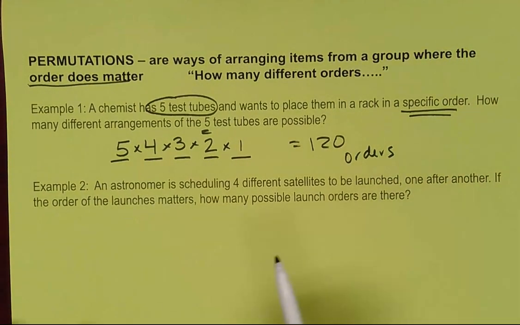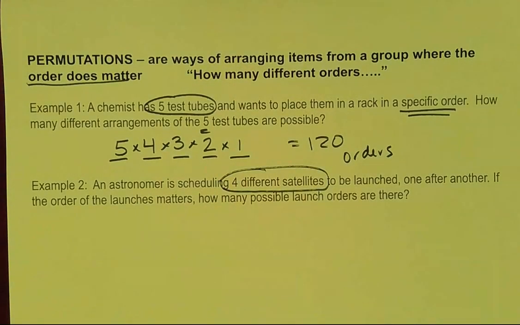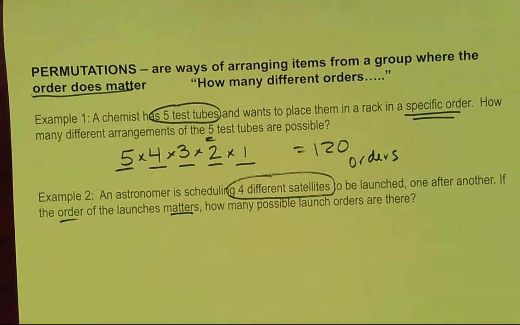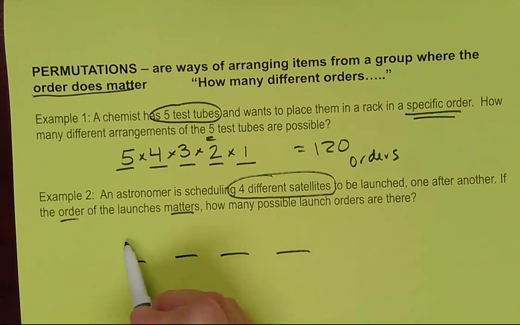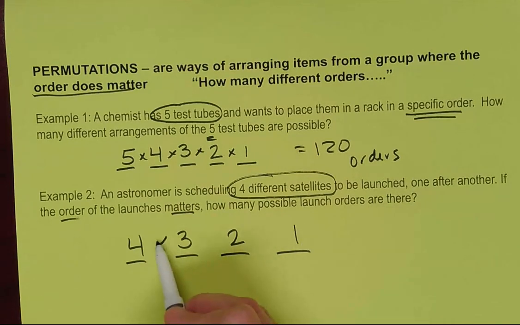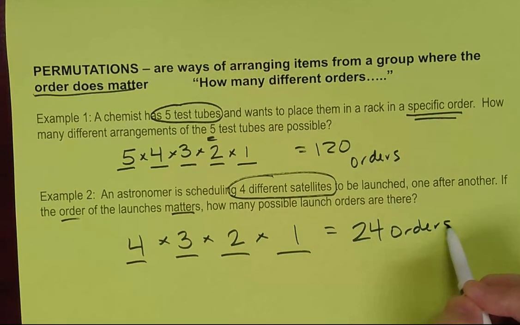Okay, very similar question, but my number's different. There are 4 satellites that are going to be launched, one right after another. Okay, order matters. How many different orders are there? Well, I have my first satellite, I have 4 different ones that can be launched. In the second spot, now I only have 3. Third spot, I only have 2. And last one, after I've launched those 3, I don't have any choice. It's just whichever one's left. 4 times 3 times 2, there would be 24 different orders that we can launch 4 satellites.